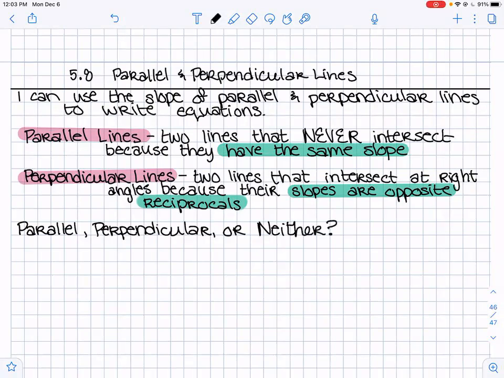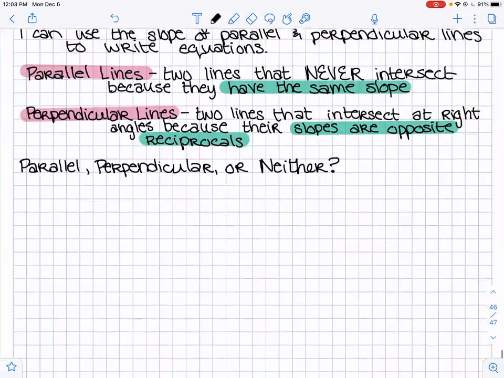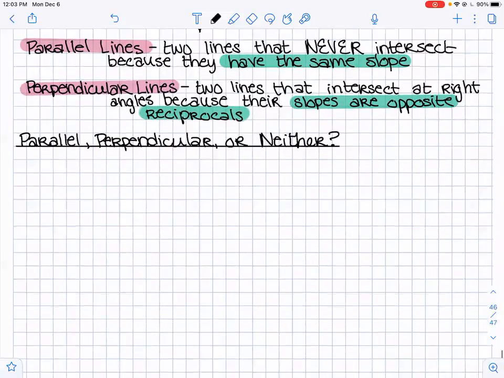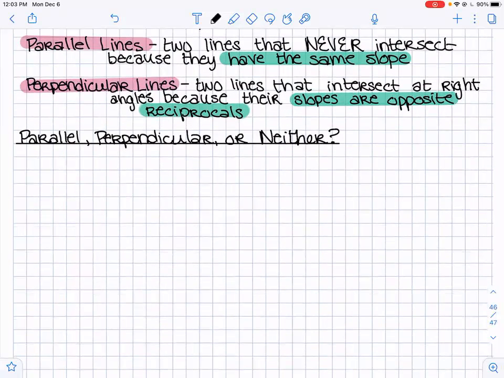All right. We're gonna answer these questions. We're gonna look at the slope of two different lines and decide if they're parallel, perpendicular, or neither. So if they're parallel, how will you know? We're not gonna have the picture though. We're just gonna have the equation. They'll have the same slope. What about if they're perpendicular? They'll have different slopes, and if it's neither, they won't be related at all.